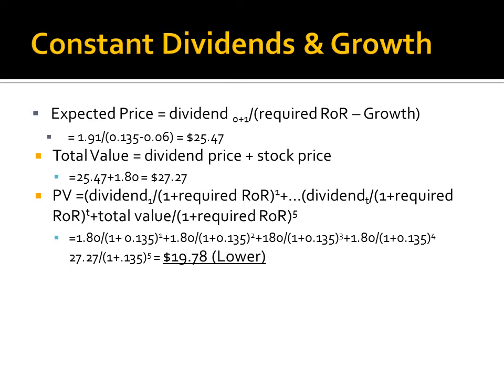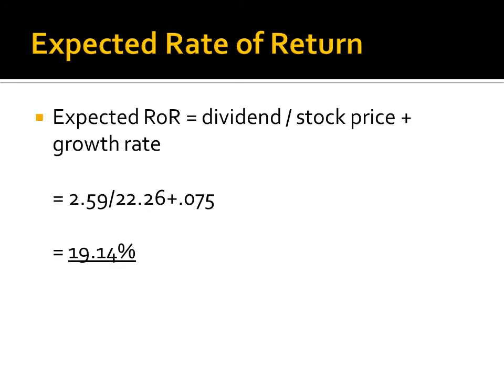Next, we compare our answer to Part A with a constant dividend of $1.80. Using the present value equation, we can see that were dividends to remain constant, we would get a value of $19.78 compared to $30.28 from Part A. To find the expected rate of return, we divide our dividends of $2.59 by our stock price of $22.26 in addition to our growth rate of 7.5%. This gives us an expected rate of return of 19.14%.